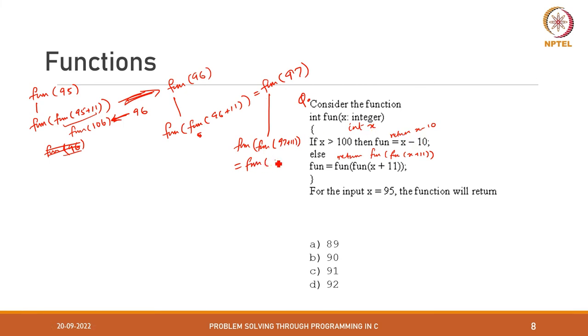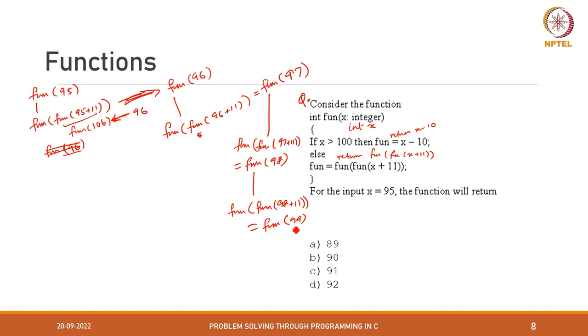Now this fun of 98 is not satisfying this particular condition, so it will call fun again, fun of 98 plus 11, which is 109. 109 is greater than 100, so 109 minus 10 is 99, so this will return fun of 99. So fun of 99 is still not satisfying this condition, so I'll just continue here itself.